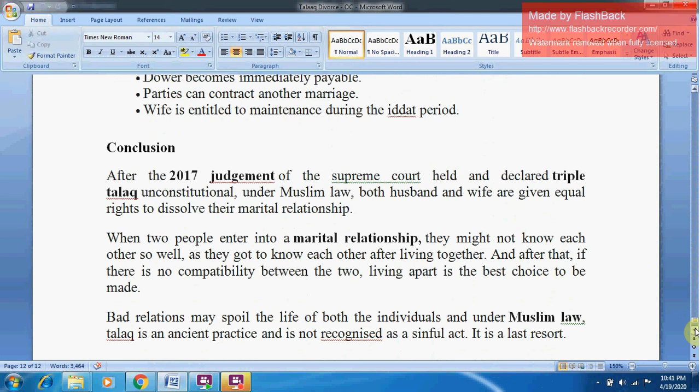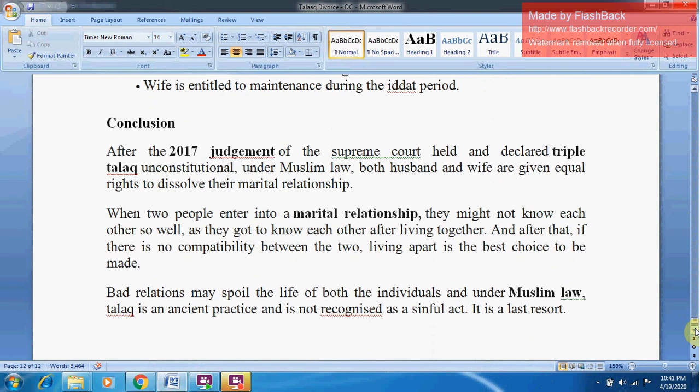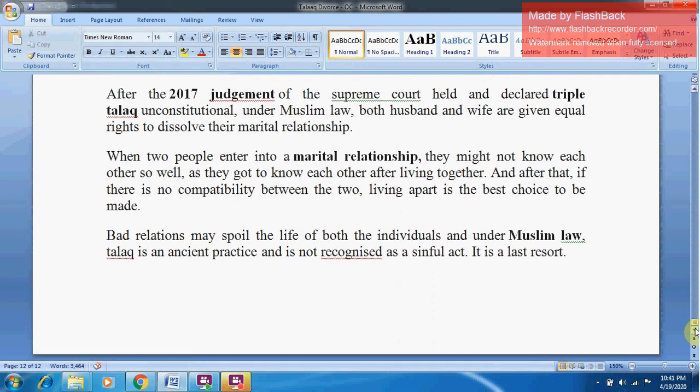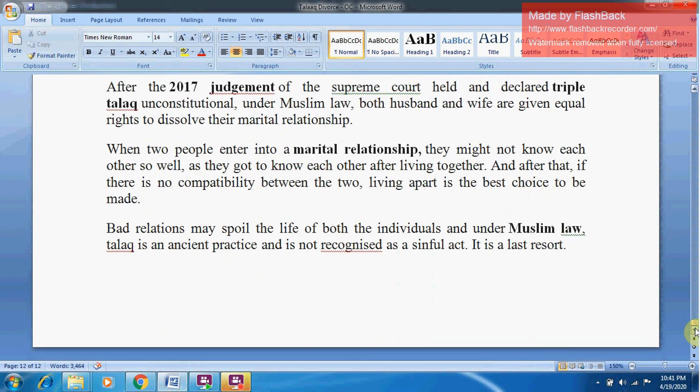Under Muslim law, both husband and wife are given equal right to dissolve their marital relationship. When two people enter into a marital relationship, they may not know each other so well as they get to know each other after living together. After that, if there is no compatibility between the two, living apart is the best choice to be made. But a relationship may spoil in the life of both individuals, and under Muslim law, talaq is an ancient practice and is not recognized as sinful, and it is a last resort, we can say.